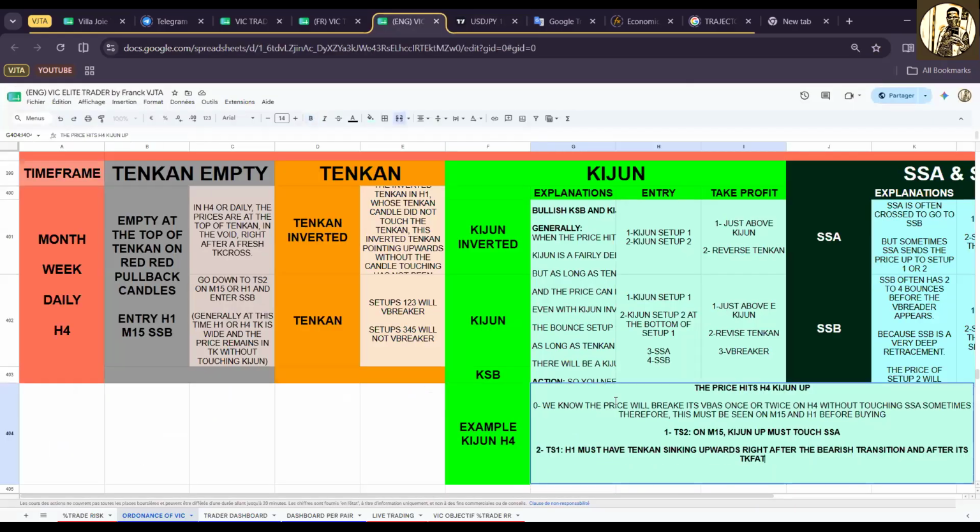Example, Kijun on H4. The price hits Kijun, that is bended toward the upside. We know the price will break its V breaker, and Kijun will be touched one or two times without touching SSA sometimes. Therefore, this must be seen on 15-minute and H1 before buying.